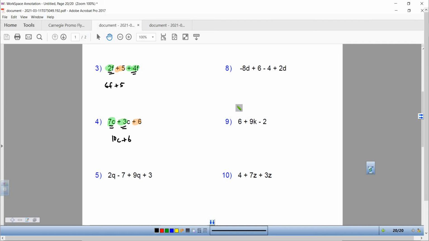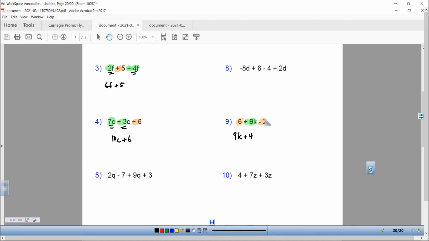What about if we jump across over here to number 9? Here I've got a 9k, and that is a positive 9k. And then right here I have a 6 and then a subtraction of 2. Just to let you know, we usually put the variable term in front, although you don't have to. So I'm going to start here with the 9k, which is by itself. And then I've got 6 minus 2. Well, 6 minus 2 is 4, and since it's positive 4, I'll be putting plus 4 there.